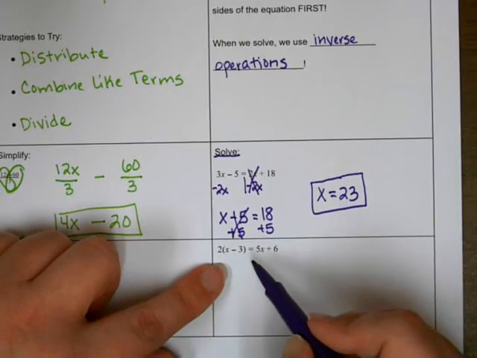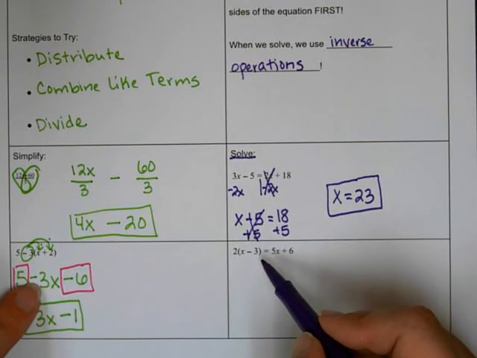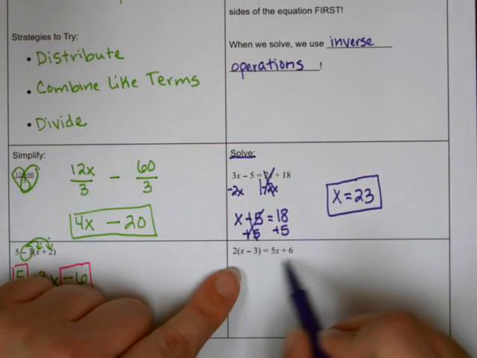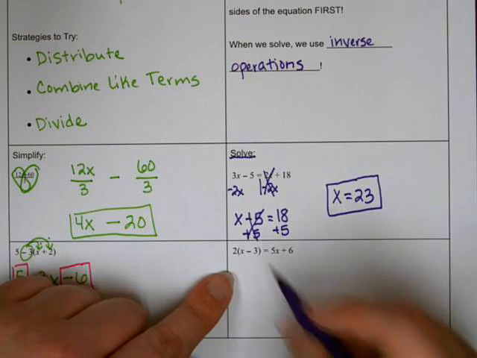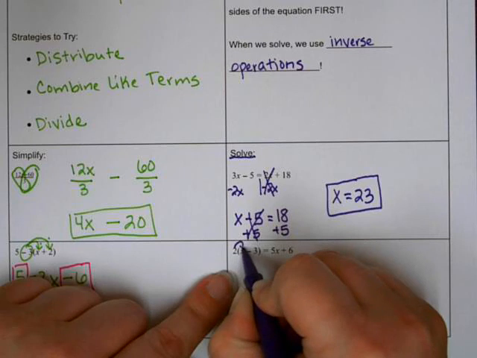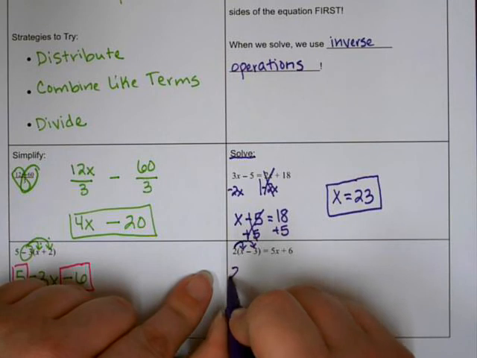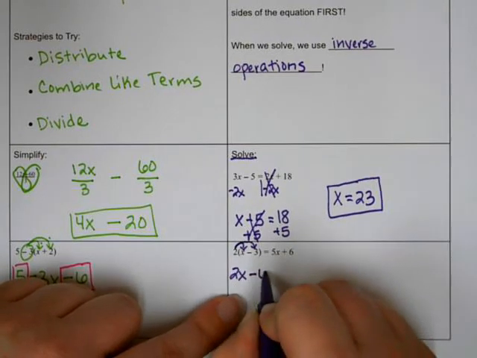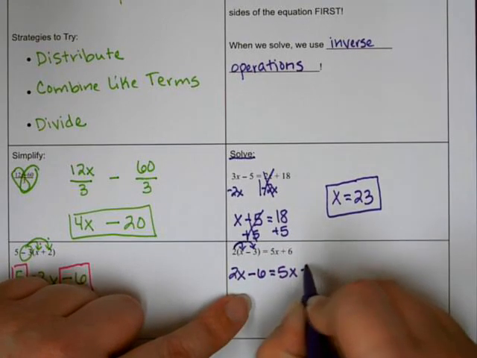When we look here, we see parentheses, just like we did over in this example where we were simplifying. So sometimes we can actually divide first, but if we look, there's two terms over here, and trying to divide by this 2 first is going to make it really messy. So instead, we're going to simplify this expression on the left side by distributing. So we're going to do 2 times x to get 2x, and we're going to do 2 times negative 3 to get negative 6, and then we're going to bring down this other side, this 5x plus 6.